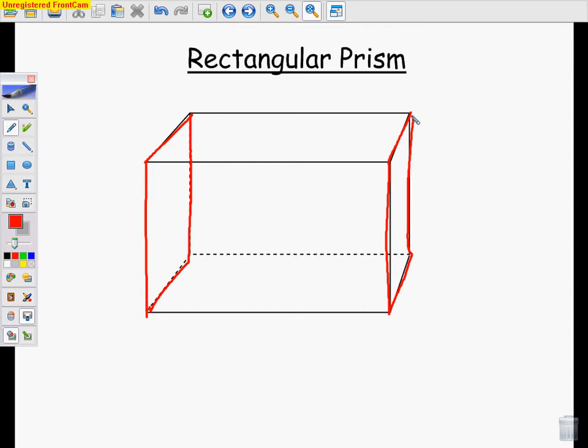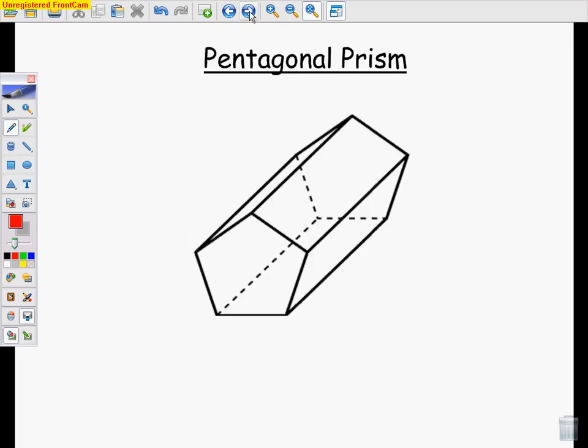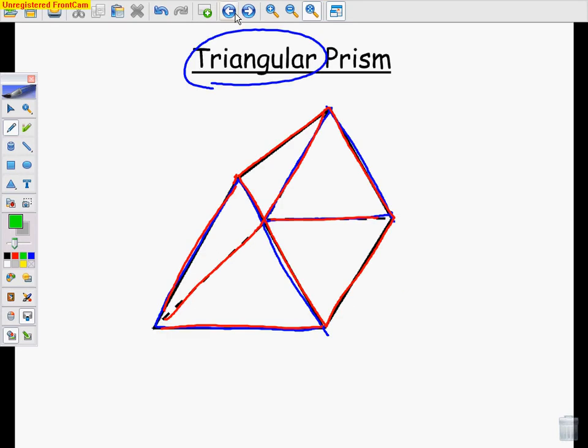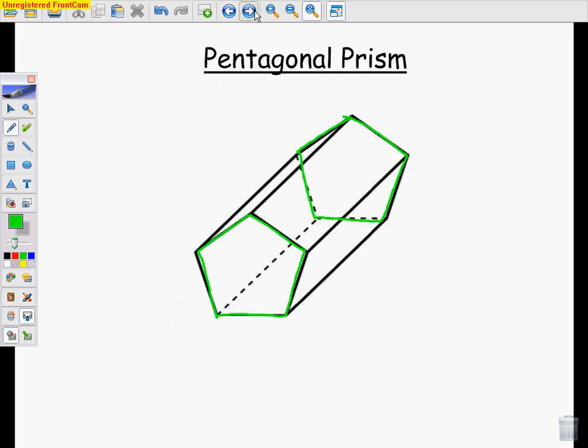This one is kind of hard to tell which is the face and which is the base because it's a rectangle, so everything is going to be rectangular. But in this pentagonal prism, you can see we have two pentagons as the bases, and then everything that surrounds it, you have five rectangular faces. So here you had five faces, here you had four faces because it's rectangular, here you had three faces because it was triangular. Alright, let's move on to the question.